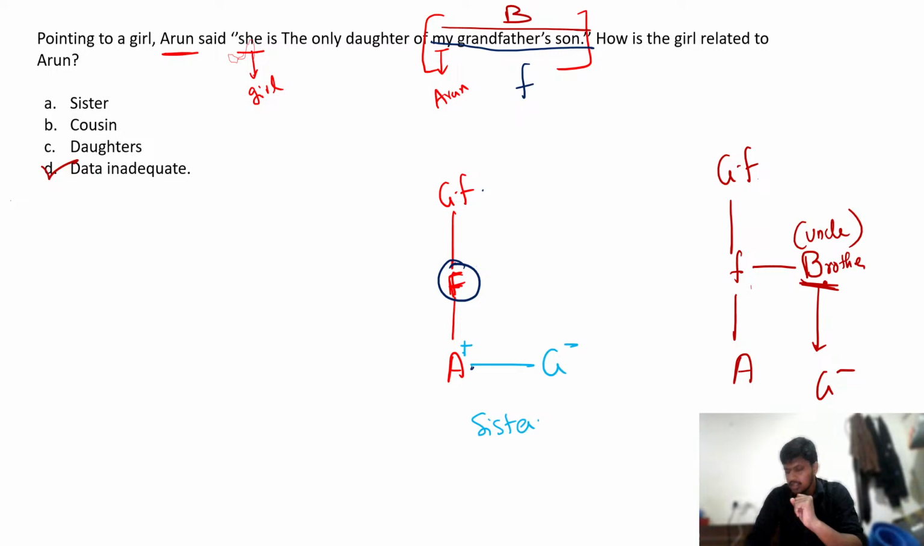If the word "only" were there, like my grandfather's only son, then the answer is sister. But as the word "only" is not there, the girl can be his father's daughter or his uncle's daughter. So you will get the answer as sister or cousin. Because we don't know which one is for sure true, the answer is data inadequate. But if the option data inadequate is not there, then you have to go for sister, because that is the most probable answer. But if data inadequate is there, go for that one. The actual answer here is data inadequate.